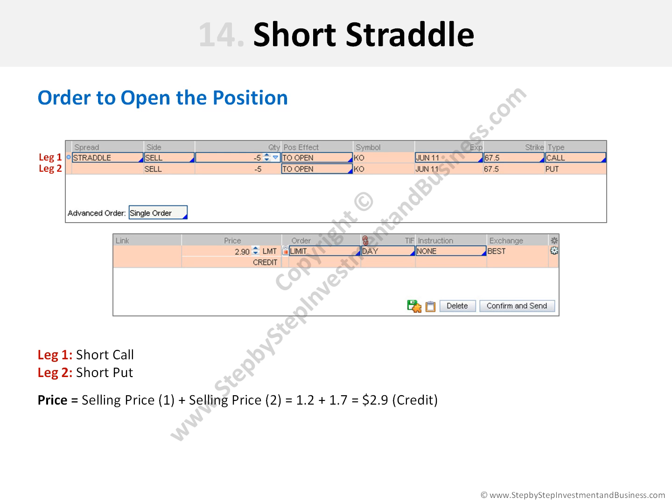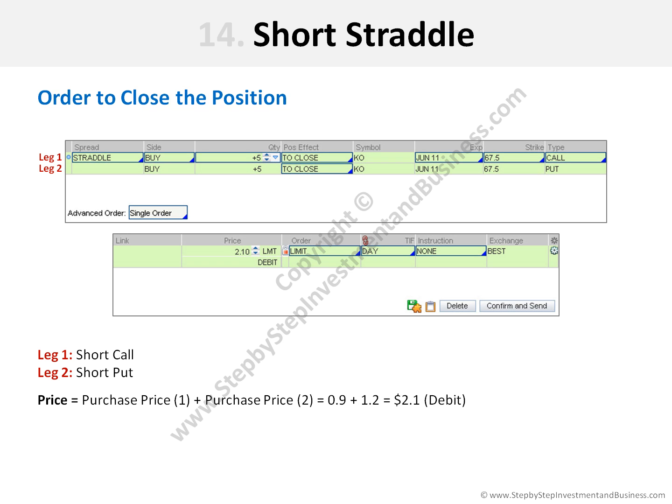Here we can see the order we must enter to open the position. It is an order with 2 legs. Leg number 1 corresponds to the short call and consists of selling 5 Coca-Cola calls with a strike price of $67.5 and expiration in June 2011. Leg number 2 corresponds to the short put and consists of selling 5 puts with the same strike price and expiration date. The entered price is given by the sum of the selling prices of the call and the put. In this case, 1.2 plus 1.7, which is equal to $2.9. This is the money, expressed per share, that will be credited to our account when the order is filled.